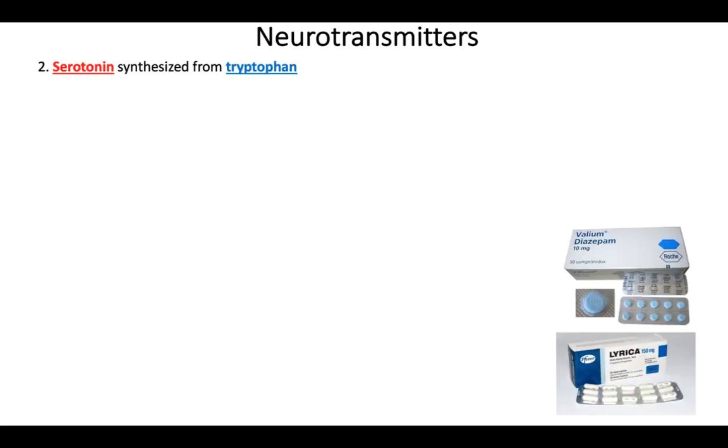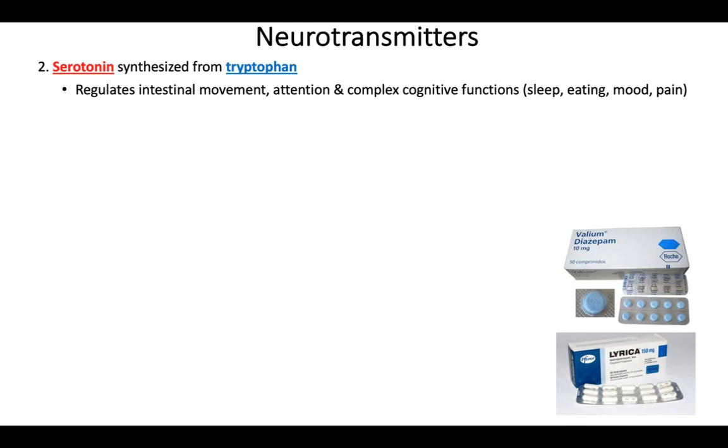Let's look at serotonin. That's a neurotransmitter that is synthesized from an amino acid called tryptophan. Its effects include intestinal effects, attention and cognitive functions, sleeping, eating, mood, which is a big one, and pain.